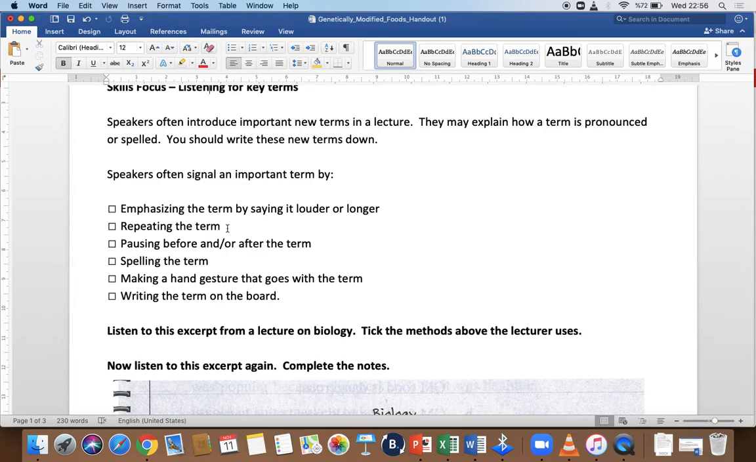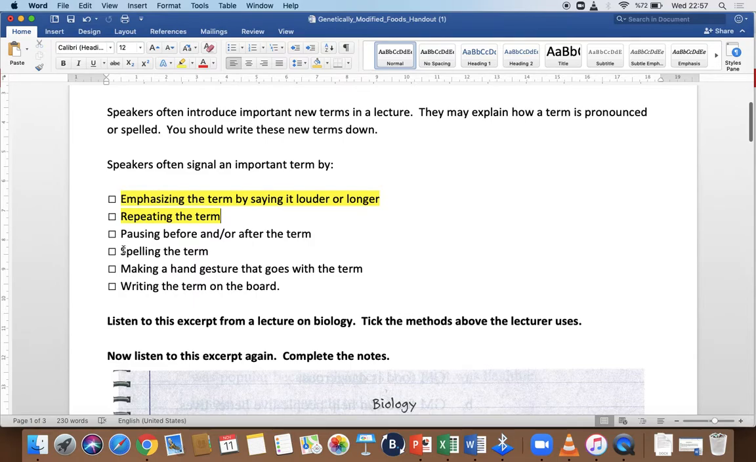When you listen, you will see that the speaker emphasizes the term by saying it louder or longer. In the lecture, she is talking about transgenetic and genetic modification. So we heard that she emphasizes the term by saying it louder. And she repeats the term. This is another way in this short extract. And the last one, she spells the terms, these two terms. So she used 3 ways to signal an important term.